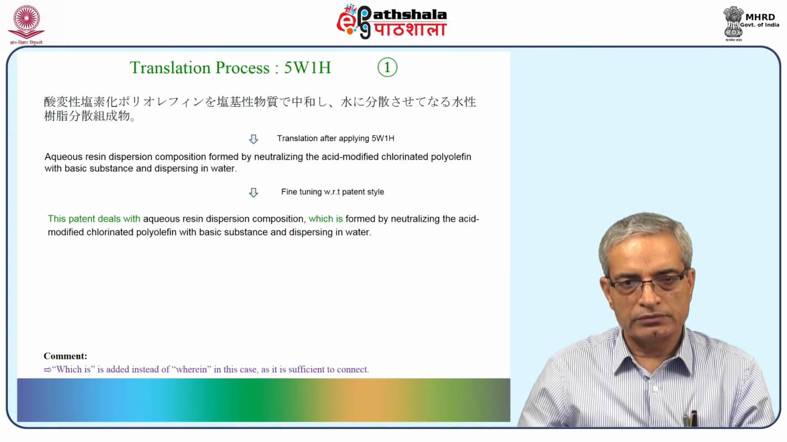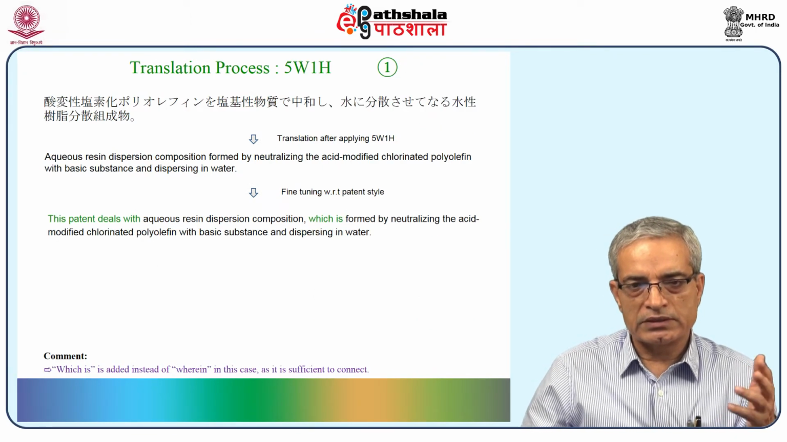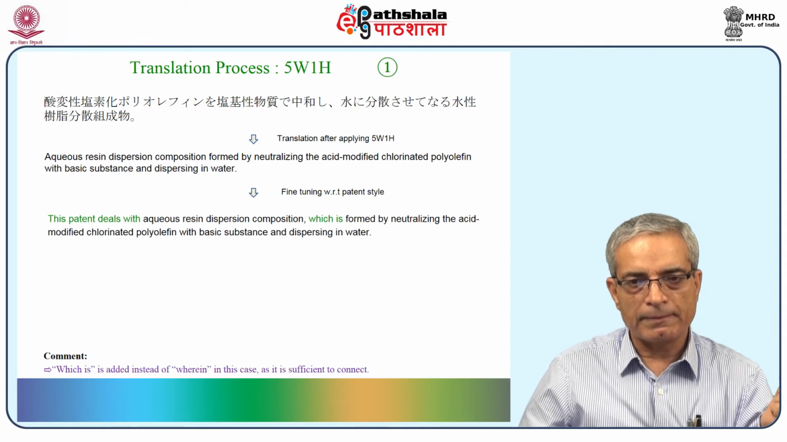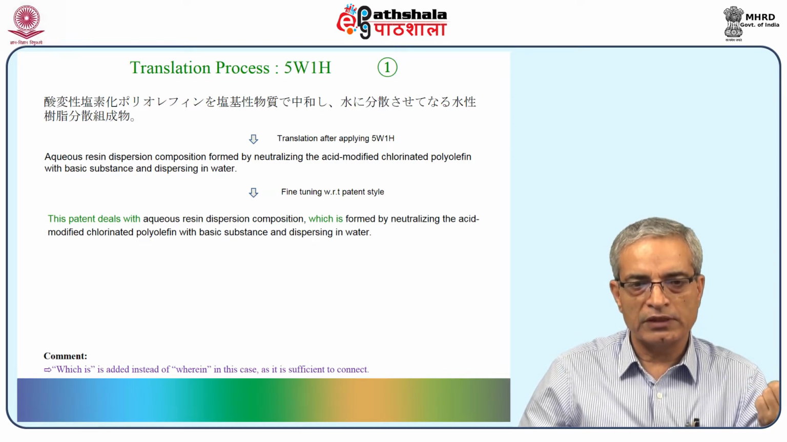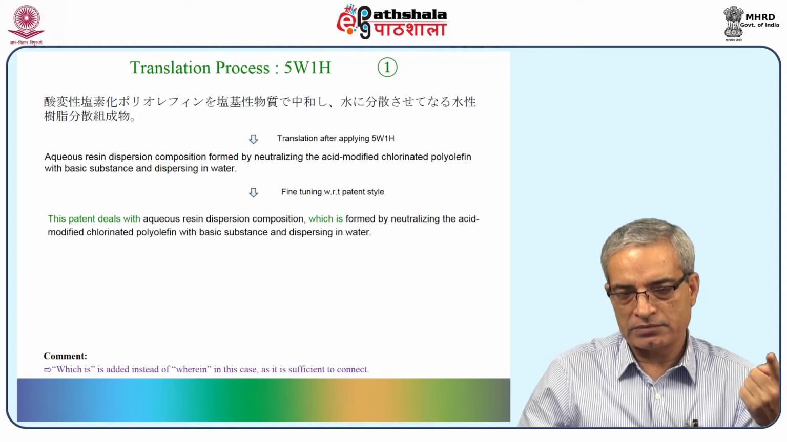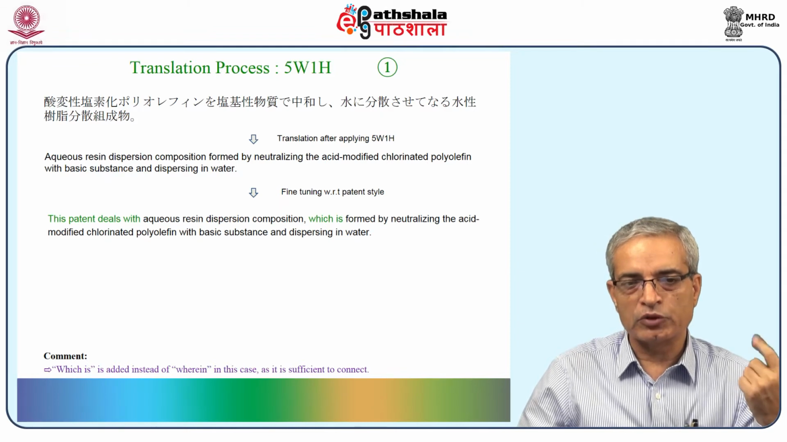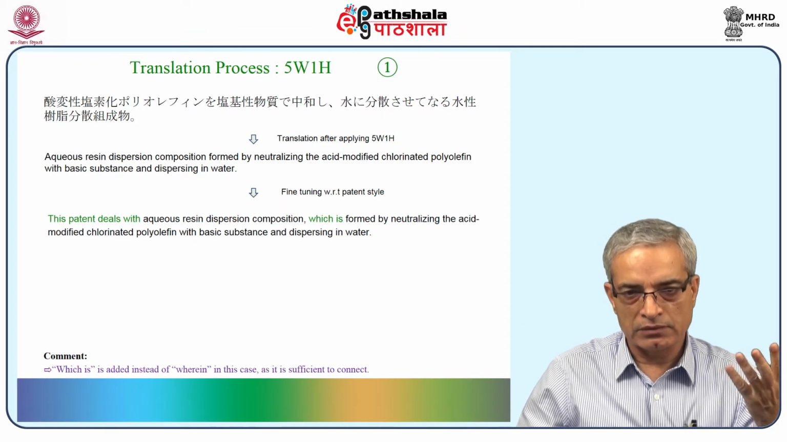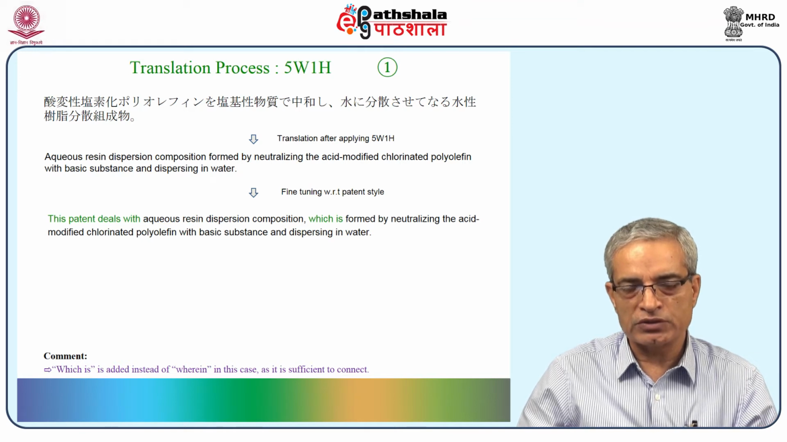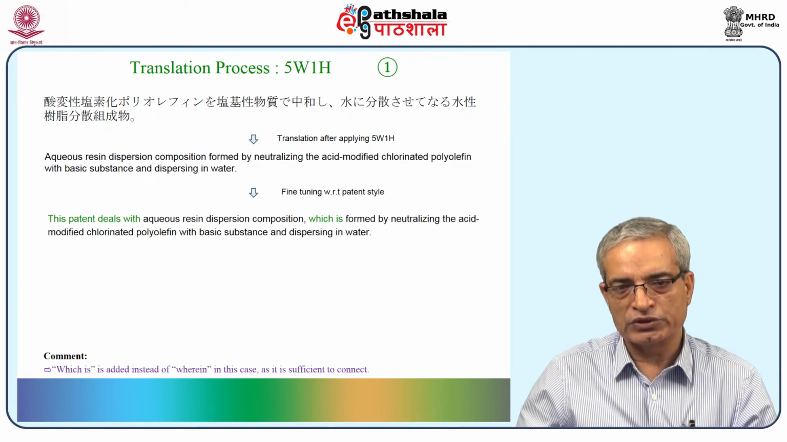Now let's see what we got. This is the sentence we got. Let's do some fine tuning, and the fine tuning is based on what we had learned about the patent. This patent deals with a particular thing, a composition. So this patent deals with something composition.